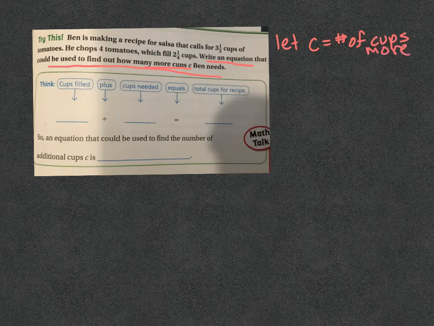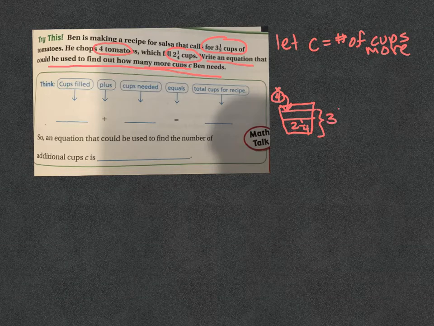Circle the information they gave us. In total, he needs 3.5 cups of chopped tomatoes. We know he chopped up 4 tomatoes, and that gave him 2.25 cups. So if I'm going to draw my measuring cup, he got 2.25 cups out of 4 tomatoes that he put in there. They want to know how much more he needs to get the 3.5 cups of cut tomatoes that he needs.